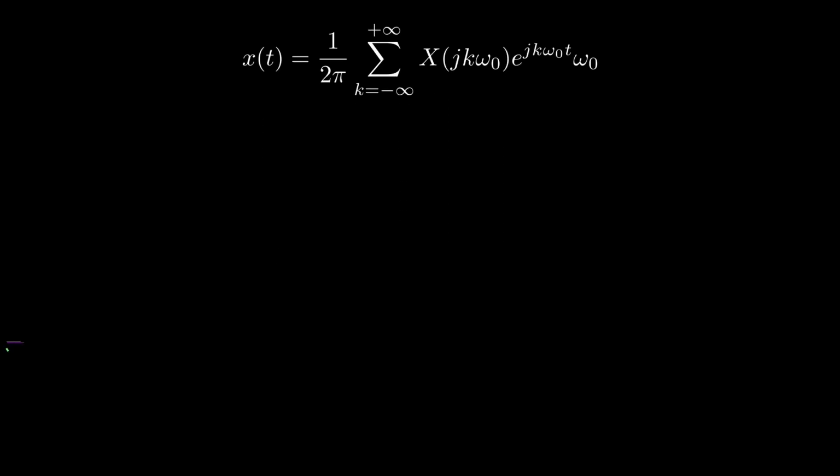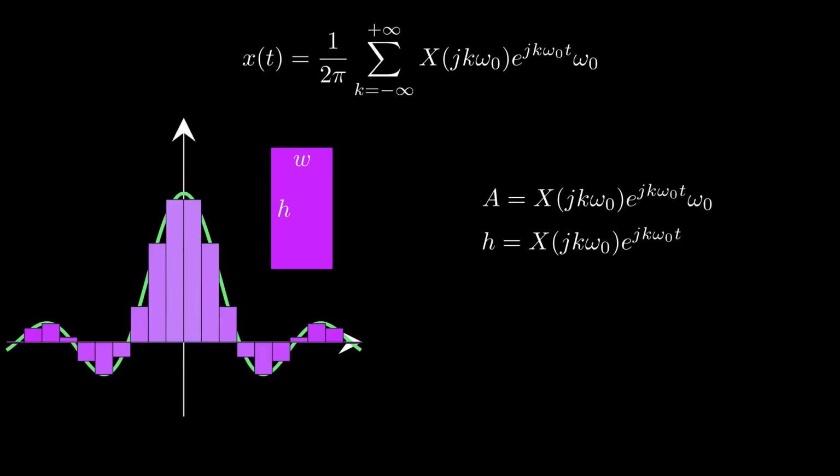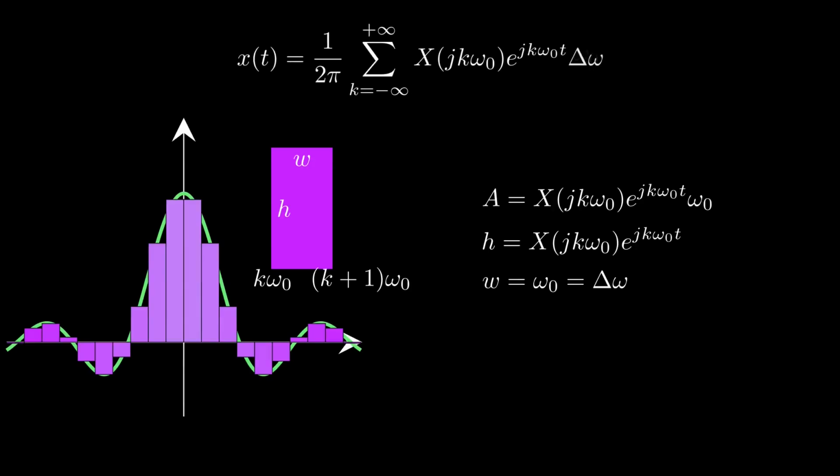Consider its graphical representation. The area of the rectangle is the term inside the summation. Let us scrutinize this rectangle further. The height of the rectangle is X of j k omega naught times the complex exponential. Horizontally, the rectangle starts at k omega naught and ends at k plus 1 times omega naught. The width is omega naught, and we shall change this to delta omega. Plugging it back to the original summation, we have something different.